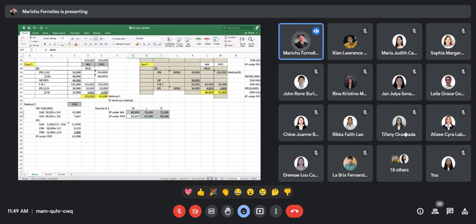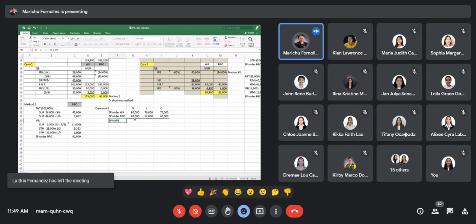So get the difference. The difference is your EUP in IPB. So for materials, that's 20,000. For labor, 14,000. Then for overhead, that's 15 minus 6, that's 9,000, isn't it?